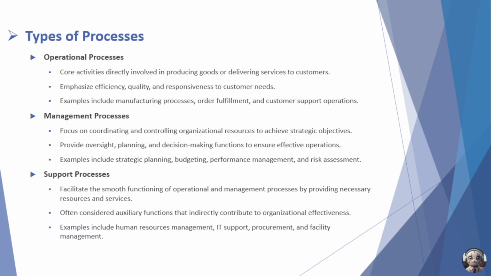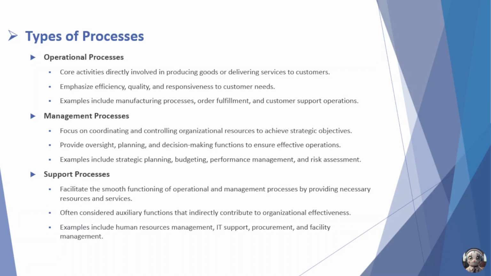While these processes may not directly interact with customers, they are essential for organizational effectiveness and efficiency. Human resources management processes ensure that the organization attracts, develops, and retains talent to support its strategic objectives. IT support processes provide technical assistance and infrastructure maintenance to enable smooth operation of business systems and processes. Procurement processes involve sourcing and acquiring goods and services required for organizational activities, ensuring cost-effectiveness and quality. Finally, facility management processes ensure that physical infrastructure and resources are maintained to support organizational activities.